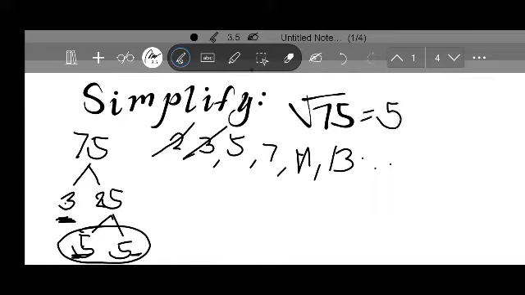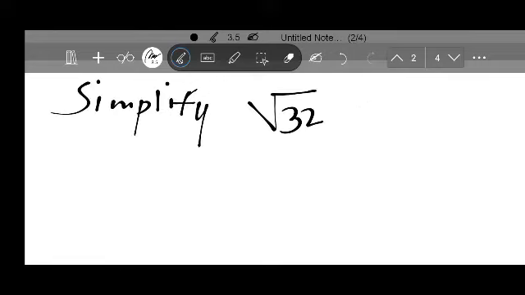So we write 5. Now, since 3 only appears once, then it cannot be taken out of the radical symbol. So we only have to write it inside. So now, the simplified form of the square root of 75 is just equal to 5 square root of 3. Next example, we simplify square root of 32.